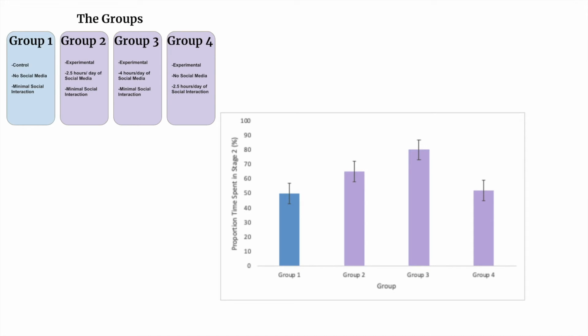As we expected, there was little deviation from a normal person's stage 2 sleep cycle when compared to those who did not use social media. As the social media usage went up, the proportion of stage 2 sleep increased as well. The group that only interacted with people, however, spent the normal 50% of sleep in stage 2. This tells us that the social media is the main reason for the change in sleep pattern and not social anxiety.